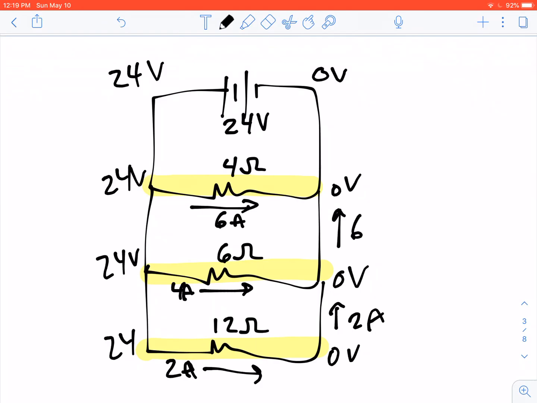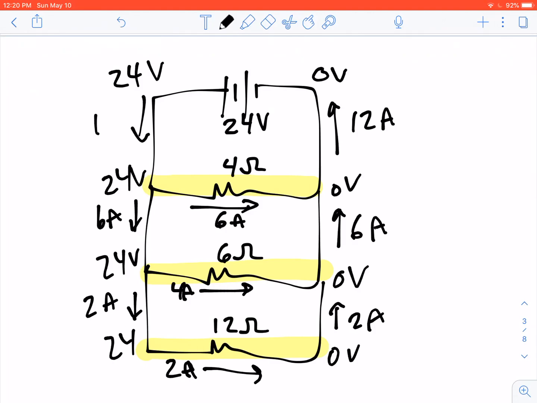So we have 6 amps going up here, and then we've got 6 amps going in and 6 amps going up, so we have 12 amps going up this way. We can follow this same logic here, down on the other side. We have 2 amps going down, so we have 2 amps coming out and 2 amps going to the right. So we have 6 amps here, and then 6 amps going down, 6 amps going to the right. So we have 12 amps there. So we have a battery here with 12 amps going into and out of it for this circuit.